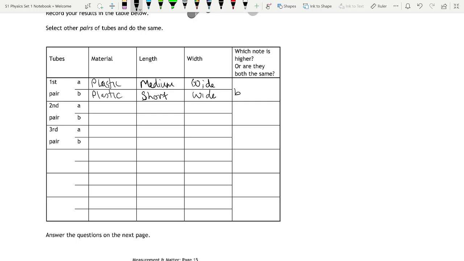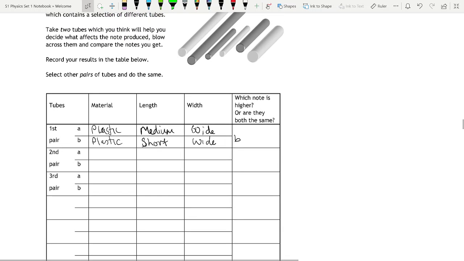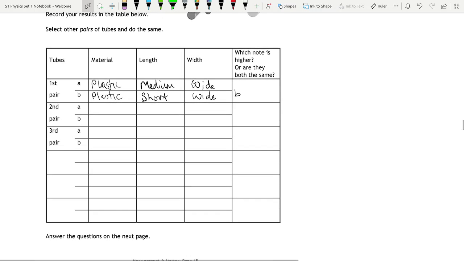Okay. So does that make sense to everybody? So you need to make sure when you're investigating these things that you're only changing one variable. So you need to find two things that are exactly the same apart from one variable. Might be material, might be length, might be width. And then you're noting down which one is higher. So there's room there for 6 different pairs. 3 pairs there, but you might want to expand and just check with other pairs as well.